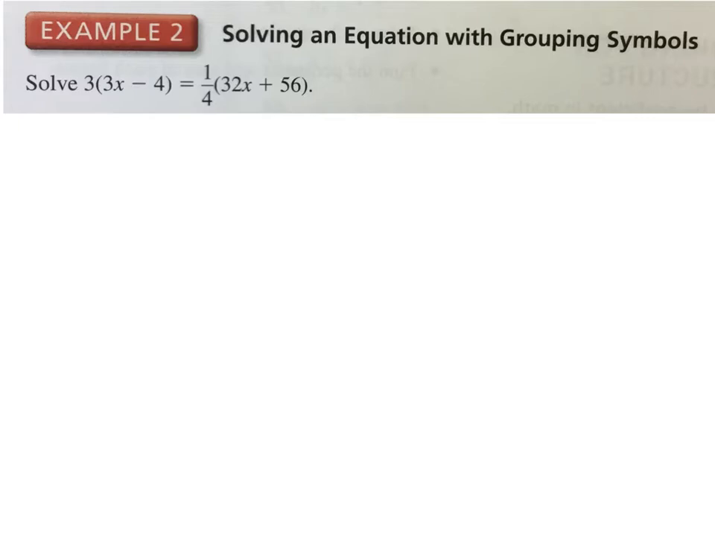Solve an equation with grouping symbols. Okay, let's see here. Now there are a number of different ways to do this problem. I'll show you two methods, just because when students see the fraction there, they freak out right away. I'll give you guys two methods to solve this problem. Method 1 is just distribute on both sides. This is the distribution property.